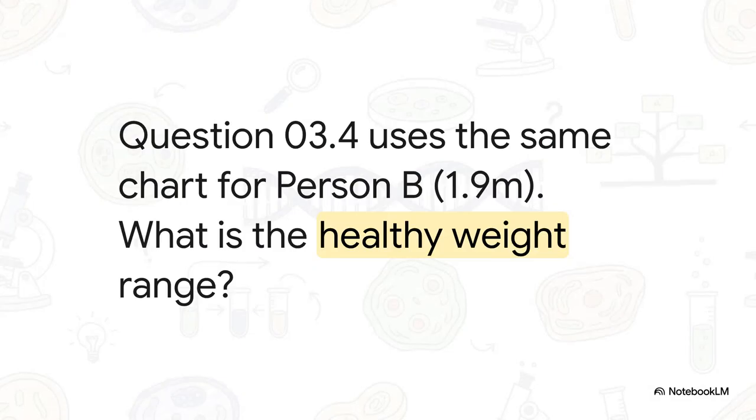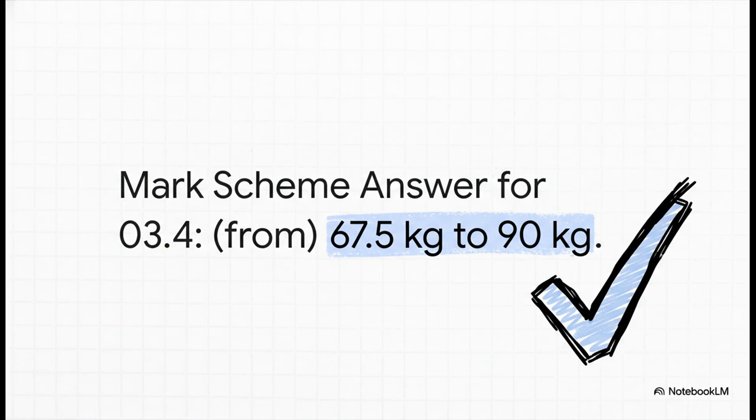For this part, we're basically just doing the reverse. We find 1.9 meters on the height axis, then we look across the band labeled healthy weight and see what weight range that covers on the bottom axis. The mark scheme says the correct range is from 67.5 to 90 kilograms. They usually allow for a tiny bit of wiggle room when you're reading off a graph, but that's the range you're aiming for. Another mark secured, just by being accurate.